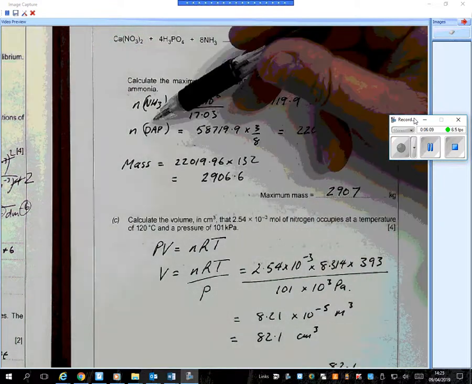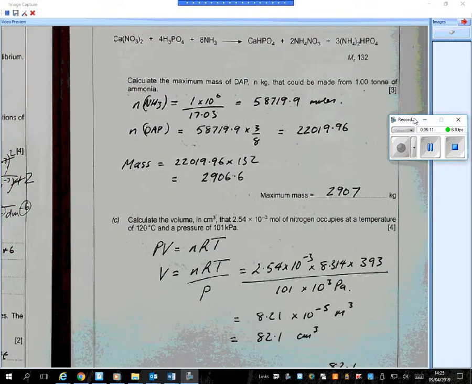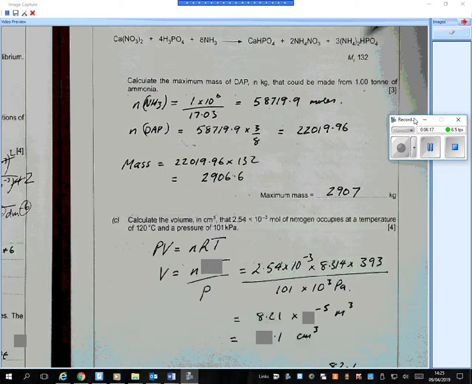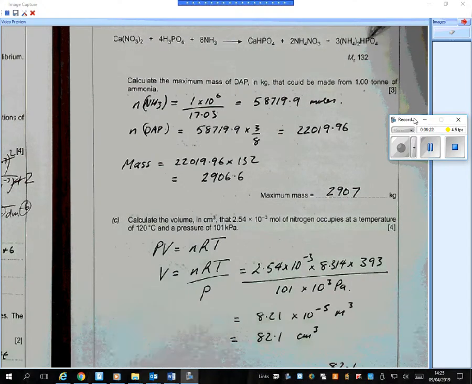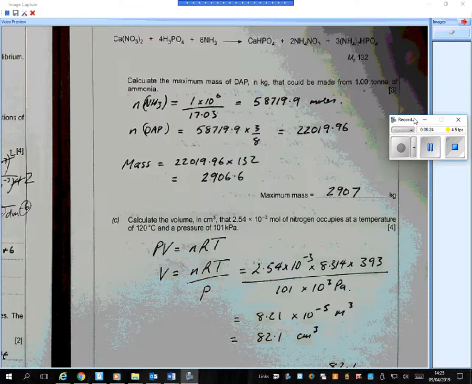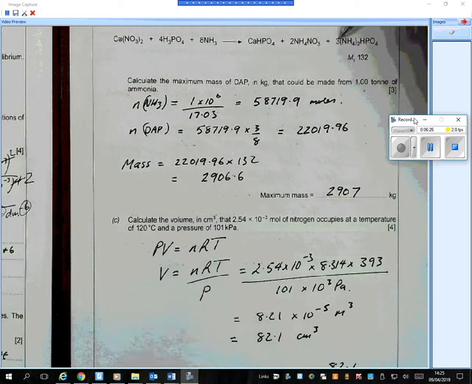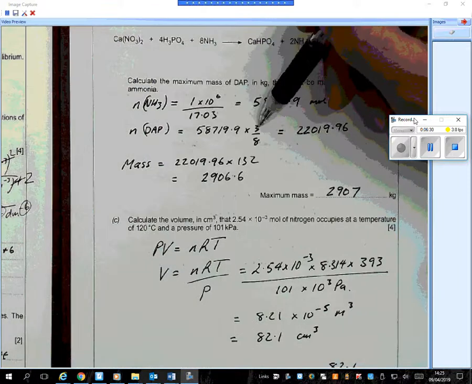The number of moles of DAP, which is diammonium phosphate, which is over diammonium hydrogen phosphate, which is over here. So that is going to be obviously less, because 3 is a smaller number than 8. So you're going to multiply this number of moles by 3 over 8. So that gives you the number of moles there.